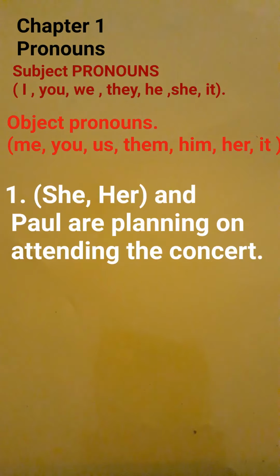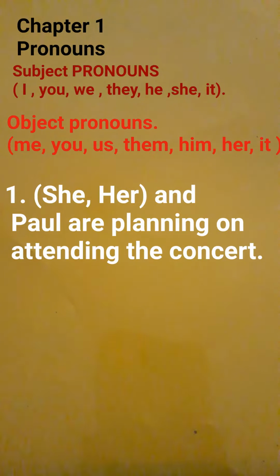For instance, do we choose she or her in the following sentence? She, her, and Paul are planning on attending the concert. Do we choose she or her? Please focus on the first two words that are between two brackets. She or her. Do we need here a subject or an object? Look, the main verb is are, and here we need a subject because, as you know, pronouns that precede the verb should be in the subject form.